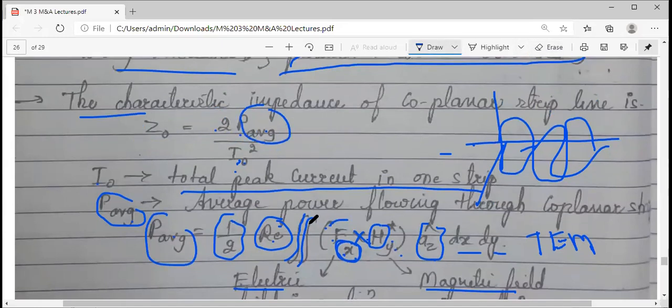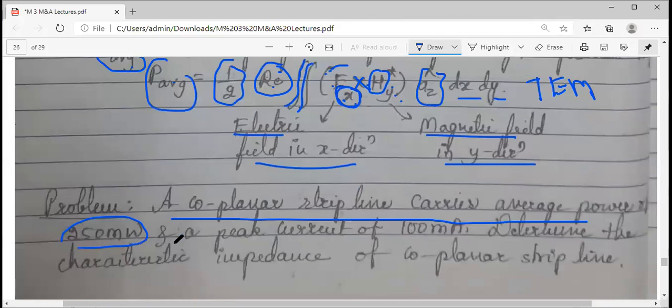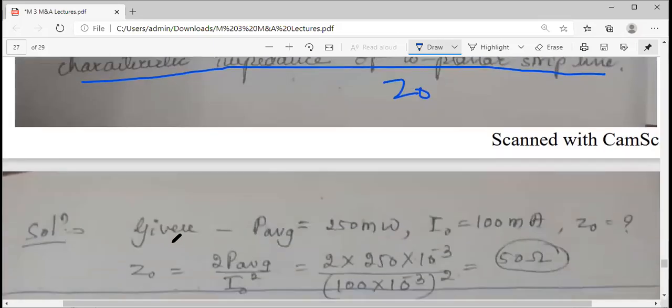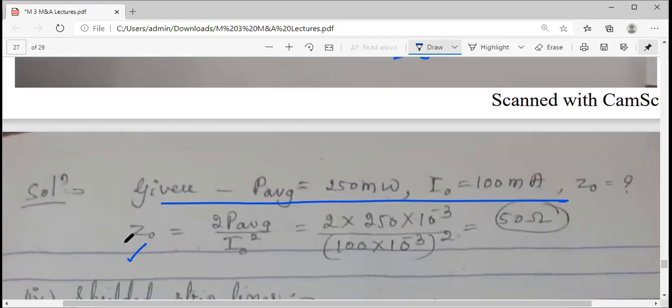P average is given to you, that is 250 milliwatts, and a peak current of 100 milliamperes. That is I naught, the peak current, is given to you directly. You have to determine the characteristic impedance of the coplanar strip line, that is Z naught. So directly use the formula given, list the data. You have the formula with you for coplanar.